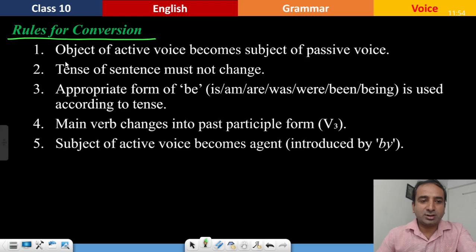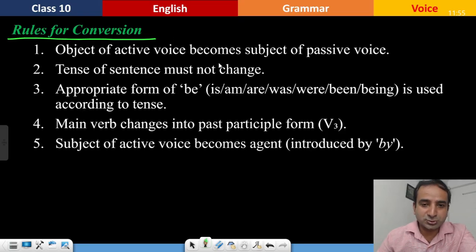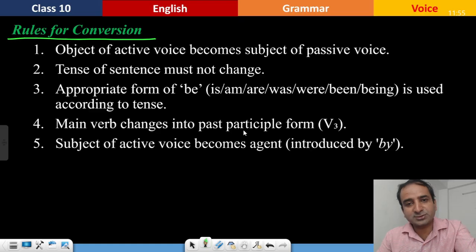The first rule is object of active voice becomes the subject of passive voice. You will find a suitable subject from the active voice to be put in the place of subject in passive voice. Why? Because here we do not want doer in the subject. We want the receivers of the action in the subject. So that is why we will choose some proper object which can be used as the subject. So you can choose the object according to the focus, on which object you want to focus.